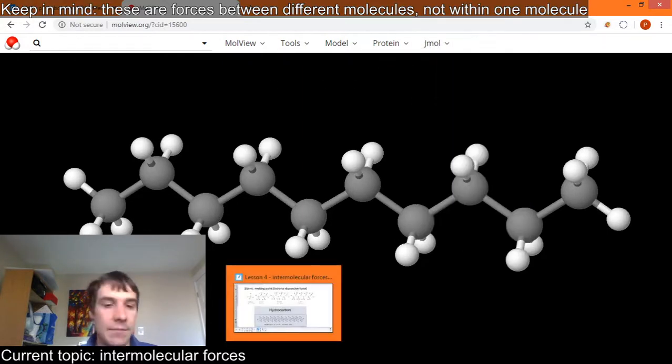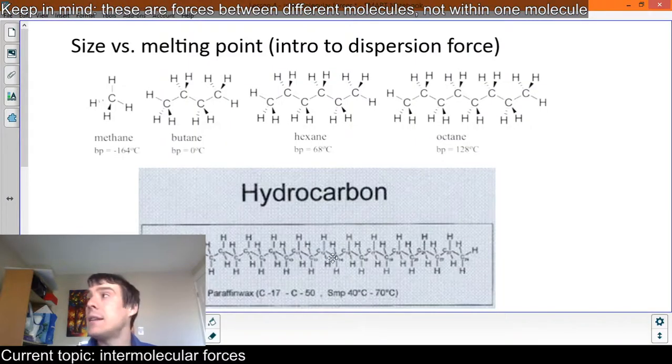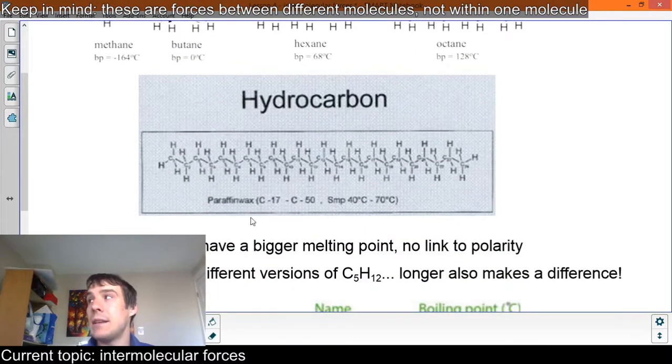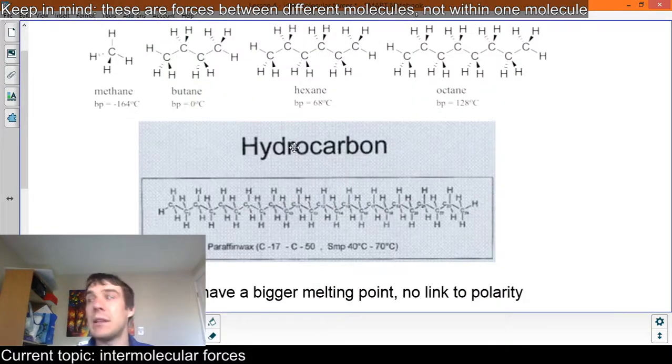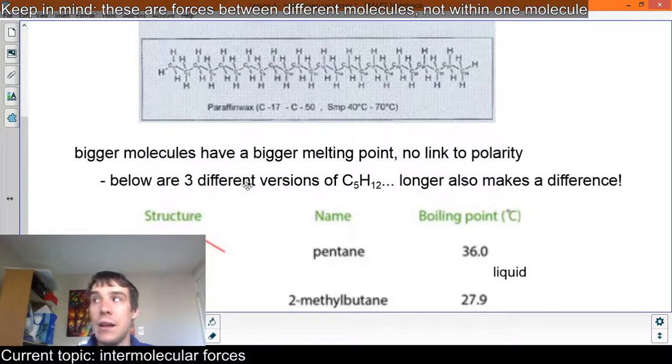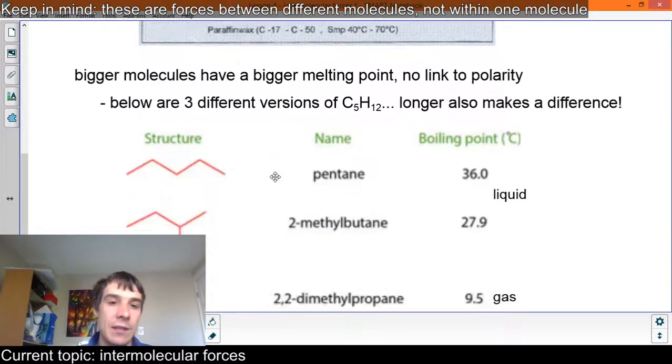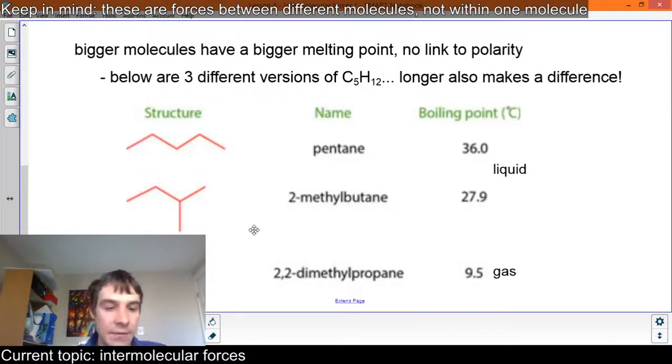Right, so back to this. And then if you get down to something like C17 to C50, everything past about 17, like candle wax, this one has like 30 carbons, and it's a solid at room temperature, right? It's not even liquid, it's even stronger. But there's no polarity. There is no link to polarity. Bigger molecules just have a bigger melting point. And even more interestingly, longer molecules also have a bigger melting point.